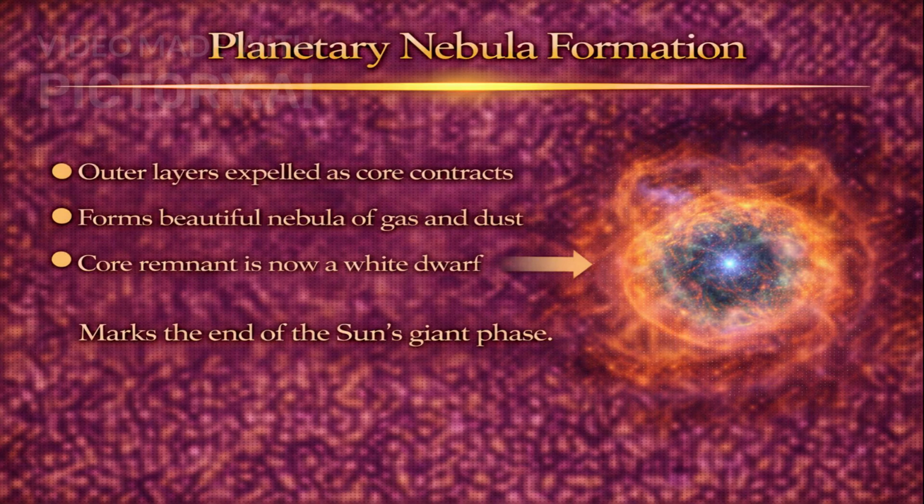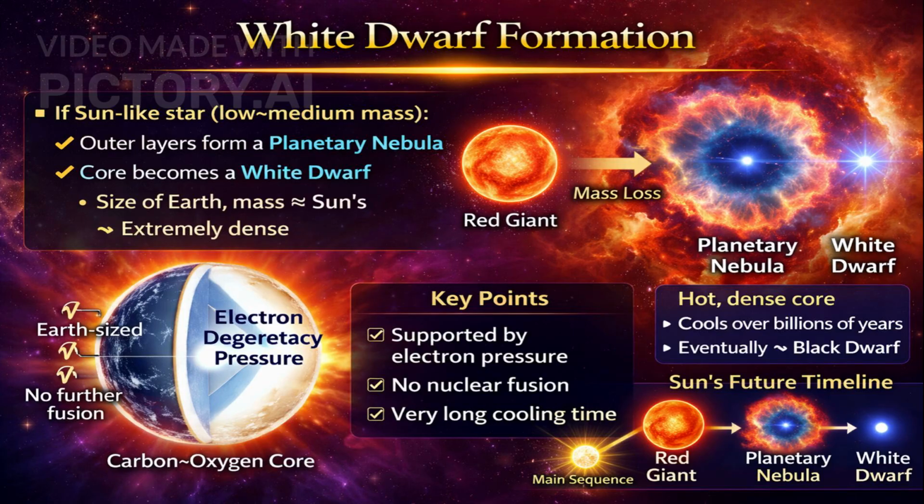The Sun's outer layers are expelled as the core contracts, forming a beautiful nebula of gas and dust. The core remnant becomes a white dwarf, marking the end of the giant phase. If the Sun is like a low-medium mass star, its outer layers form a planetary nebula, and the core becomes a white dwarf, supported by electron pressure, with no nuclear fusion and a very long cooling time.